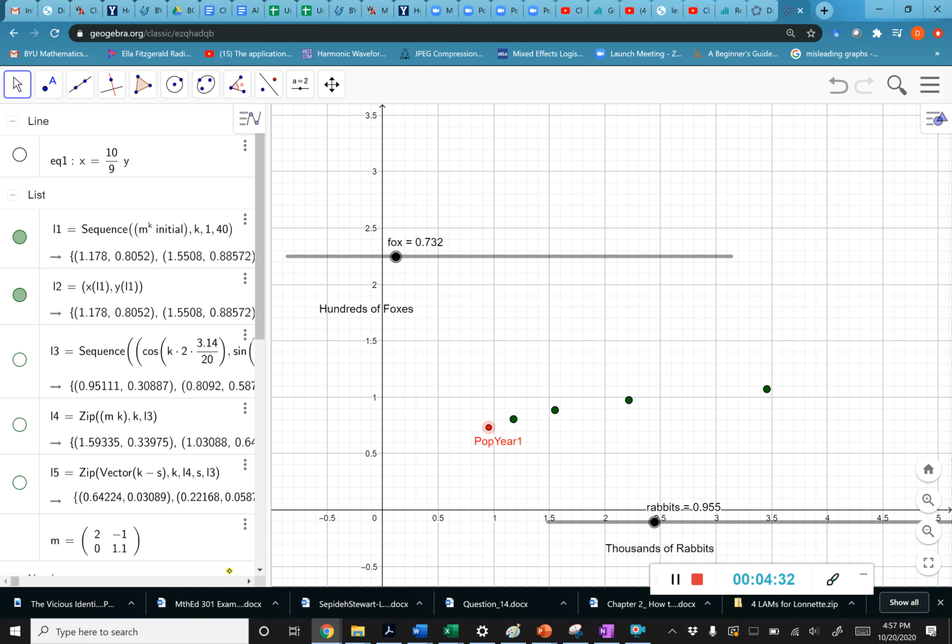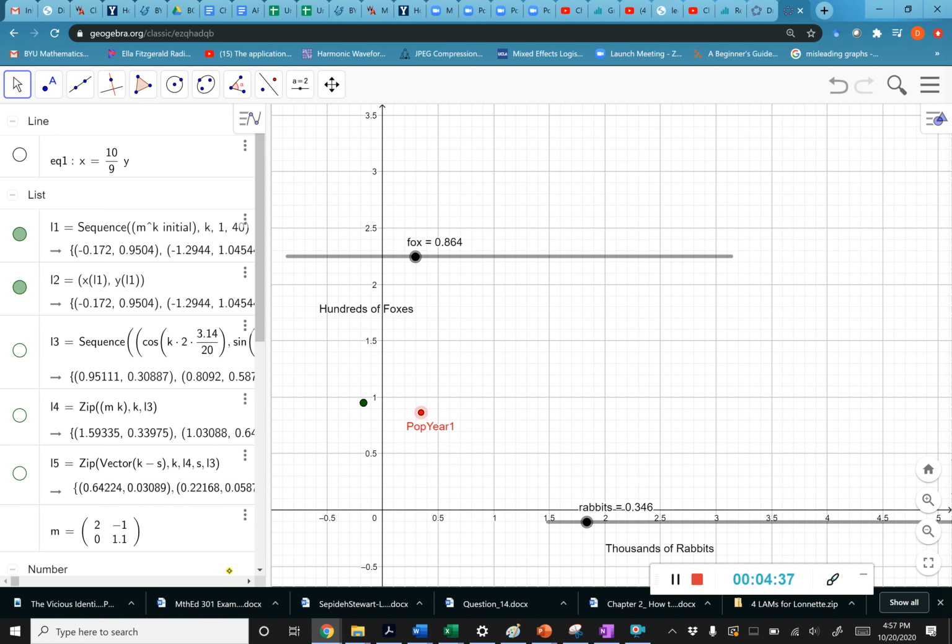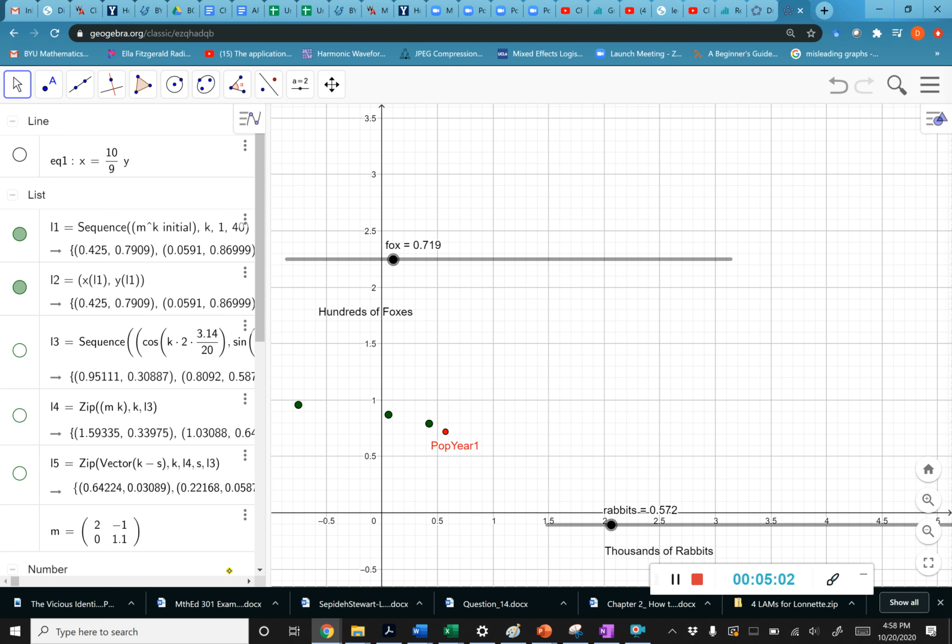Okay, what happens if there's a lot of foxes and not very many rabbits? So then there's so many foxes here compared to the rabbits that the population of the rabbits actually goes down, and then they go down again, and then the foxes eat them all. Like, you can't have negative rabbits over there, but the rabbits die out.